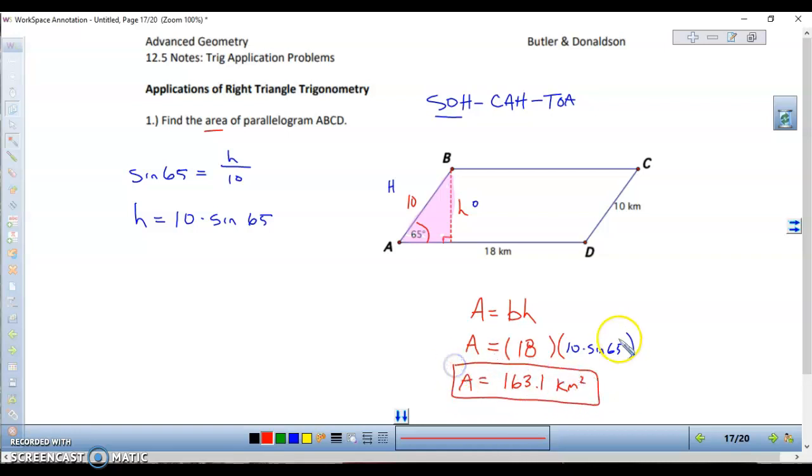There we go. In that process, I needed to find area, I drew my height, I got a right triangle, and because it was a right triangle, that's when I go to SOHCAHTOA.